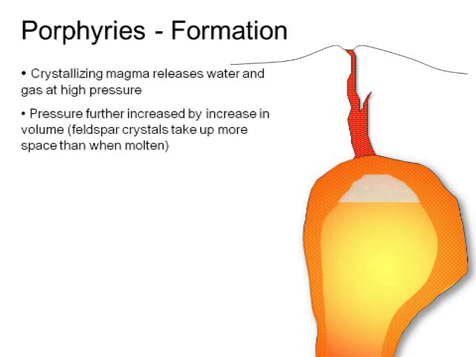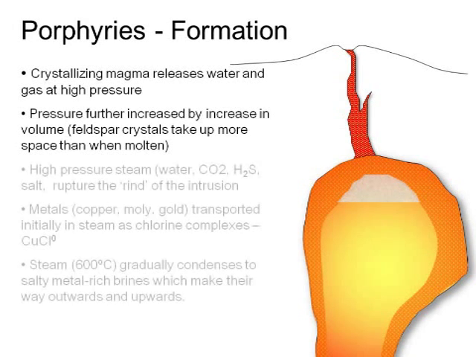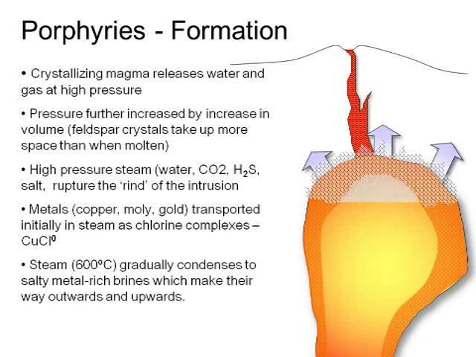Now, feldspar crystals take up more space than feldspar melt, and this, combined with accumulating steam and gas, builds up pressure inside the chamber until the surrounding rocks can no longer contain it. The cool, solid rind of the magma chamber and the country rock above it rupture, and the volatiles escape, carrying their metals into the fractured rock. The fluids have a high salt or sodium chloride content, and the metals are generally transported as chloride complexes.